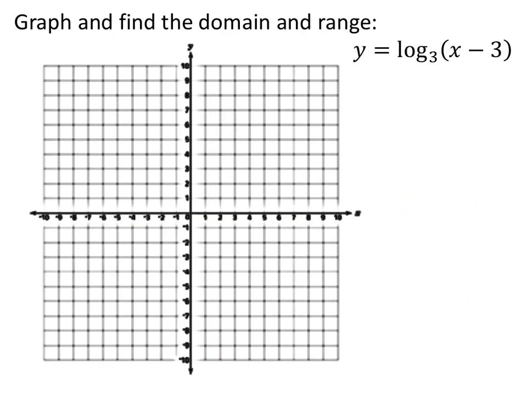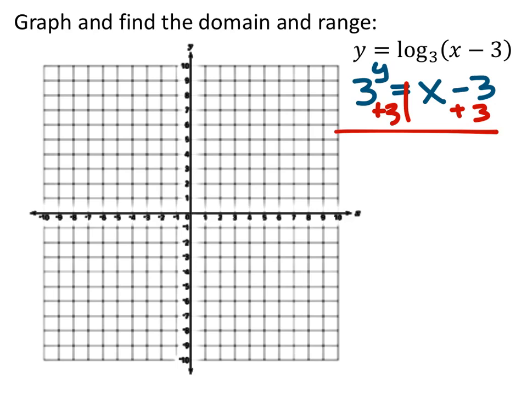All right, I'm going to move on now. Graph and find the domain and range. Again, I don't like graphing with logs straight across, even though you could with a calculator. I prefer to show this as an exponential. So 3 to the power of y equals x minus 3. Again, I don't like that x minus 3 stuff. So what do we do? Just make that plus 3 on both sides. Now I got the x all by itself.